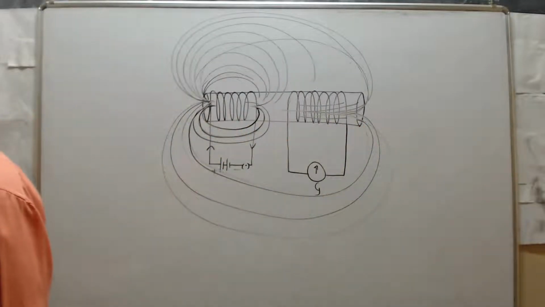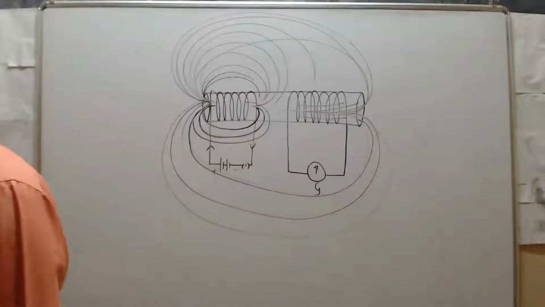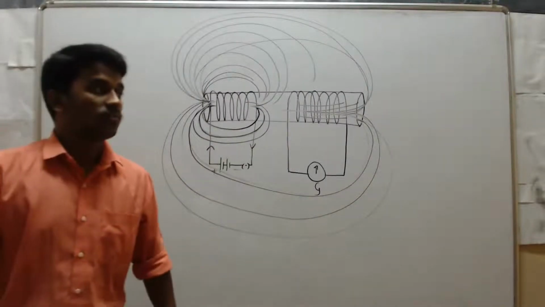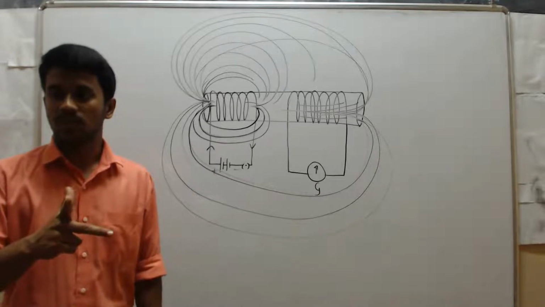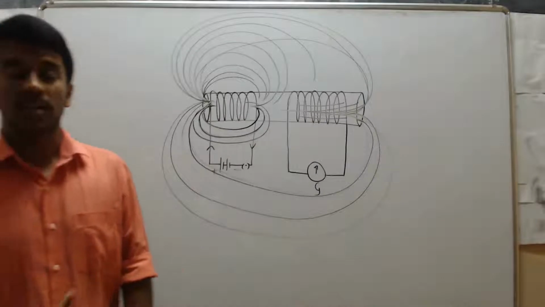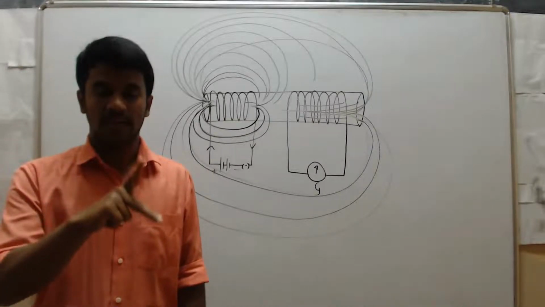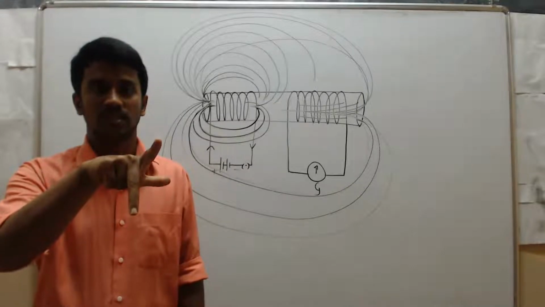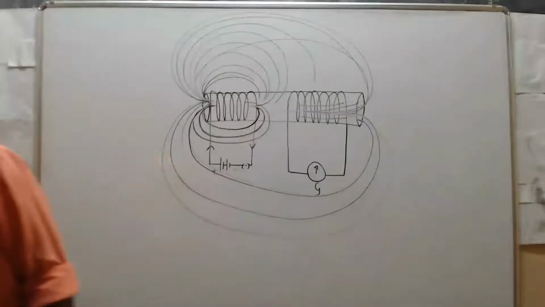Here also, in this electric generator, we have one rule, that is Fleming's right hand rule. Okay, Fleming's right hand rule. The first three fingers of your right hand, you have to hold mutually perpendicular to each other like this. Okay, so now see here.